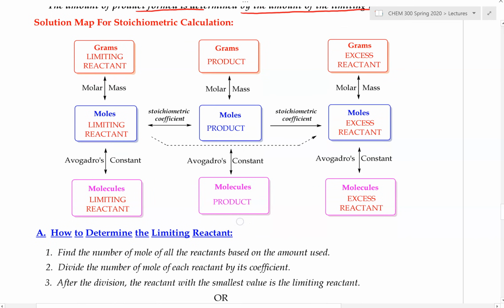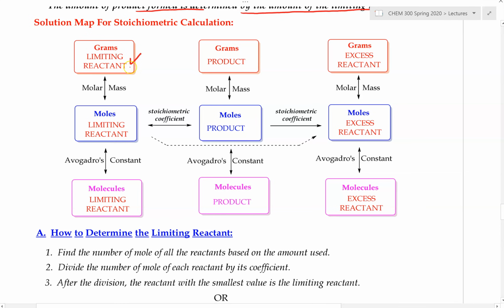So again, we don't start out with just any reactant to figure out how much product will be produced, but we have to start out with the amount of the limiting reactant. Very important, because by the time we use up all of our limiting reactant, we don't have any more reactant left, so the reaction would stop. And therefore, we would only be able to produce a certain amount of product based on the amount of the limiting reactant. So the solution map is as follows.